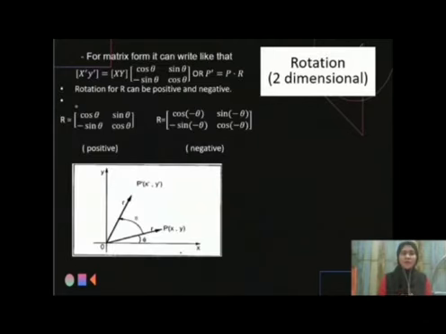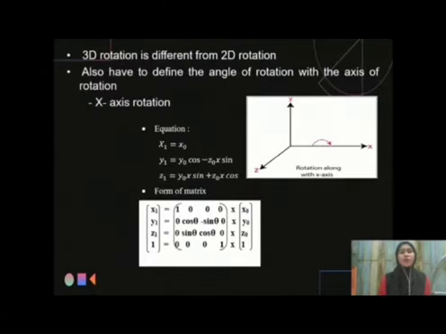And then this is the matrix form that we can write like this. We have two options, the right or the left side. As we know, rotation for the arc can be positive and negative. As we know, 3D rotation is different from 2D rotation. We also have to define the angle of the rotation with the axis of the rotation. So if the rotation happens to the x, we need to make sure that y and z use the equation, and then the form of the matrix shows like this.